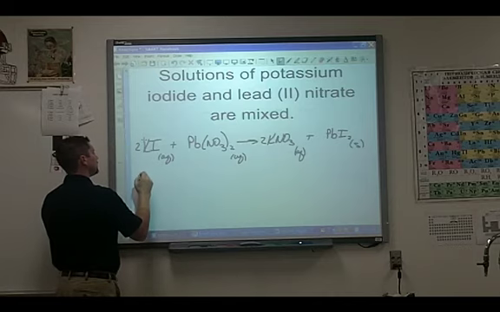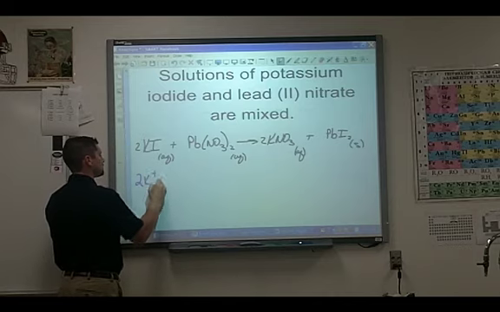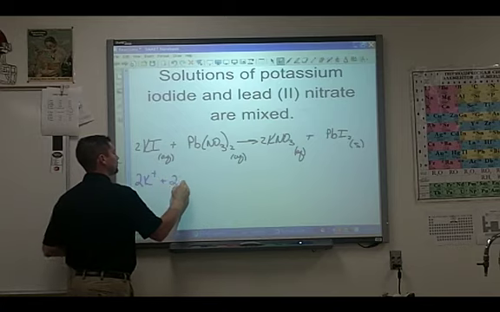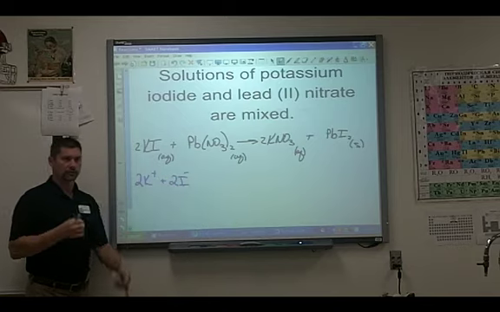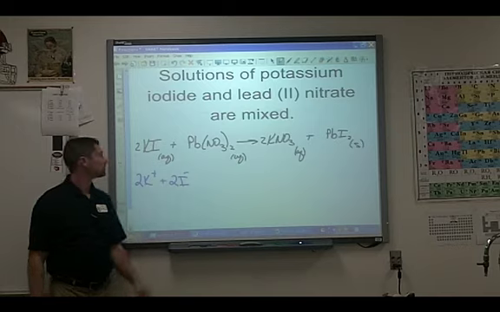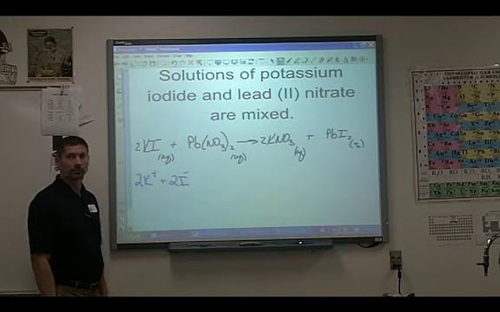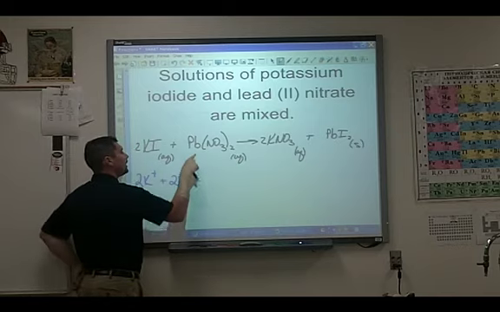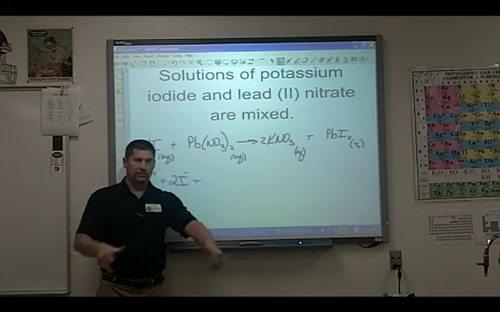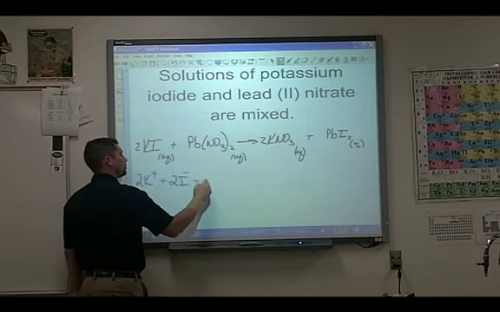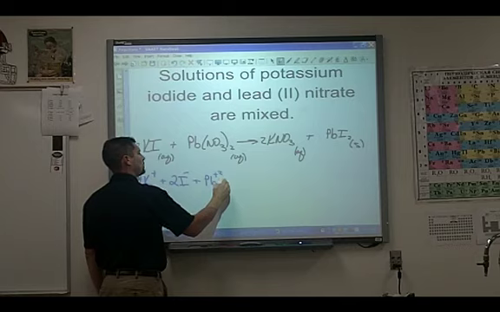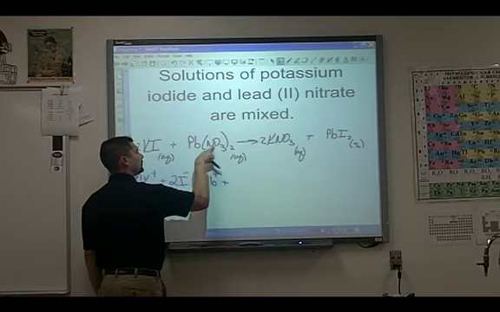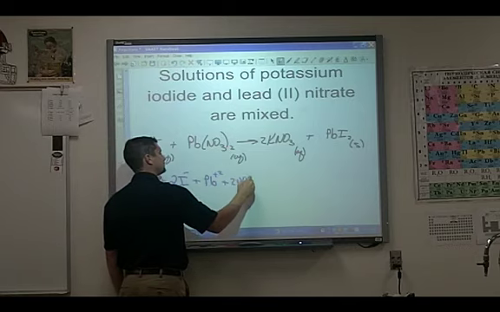So watch what I do here. 2 K positives floating around, and 2 I negatives floating around. Right? 2K is 2I. Same thing here, right? Lead nitrate, didn't I say is doing this? So Pb plus 2 plus what? 2 nitrates.